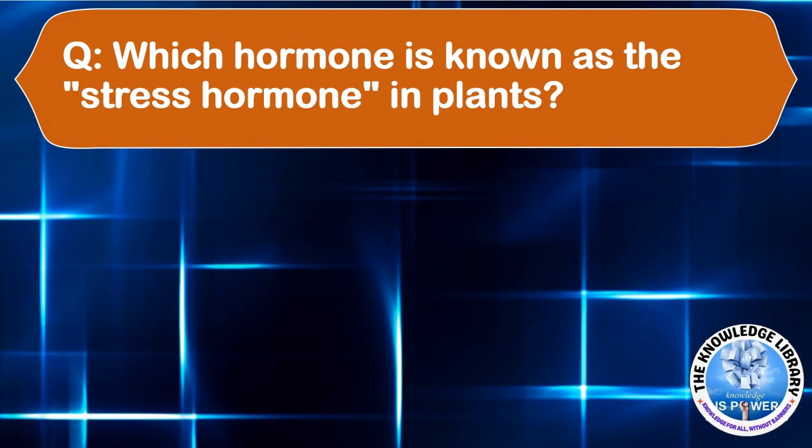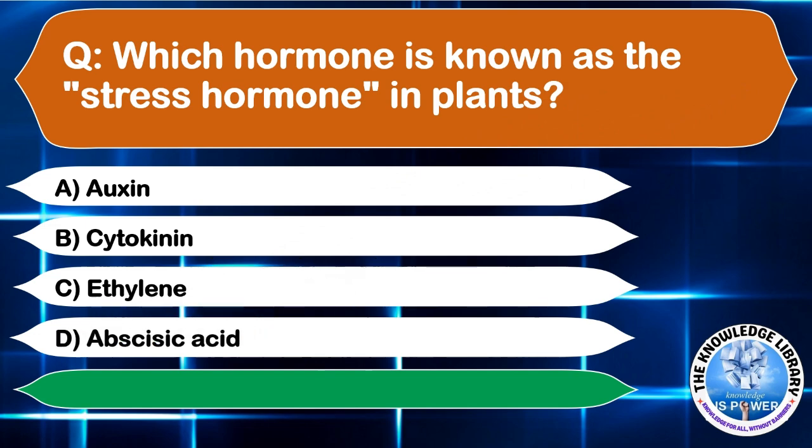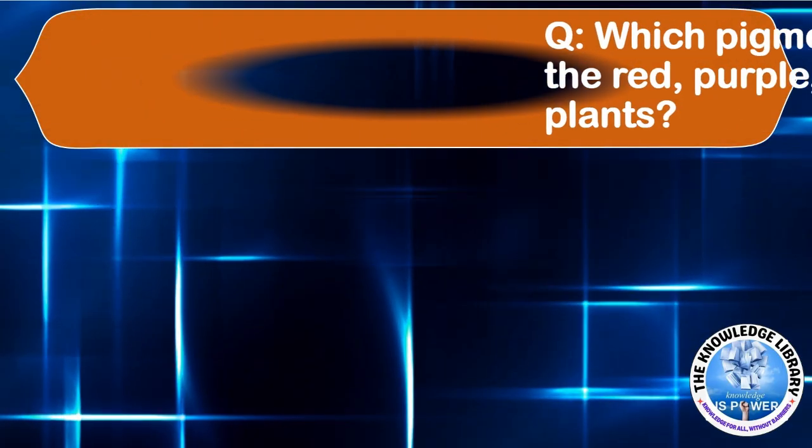Which hormone is known as the stress hormone in plants? Option A, auxin. Option B, cytokinin. Option C, ethylene. Or option D, abscisic acid. The correct answer is option D, abscisic acid. Moving to the next question.